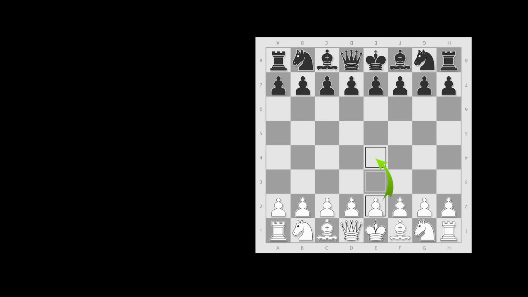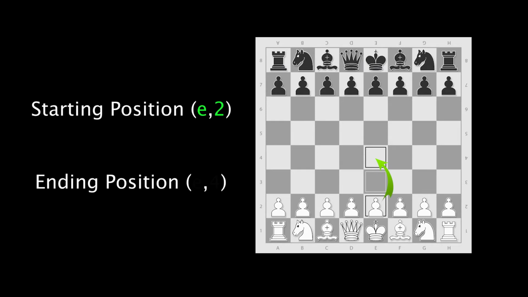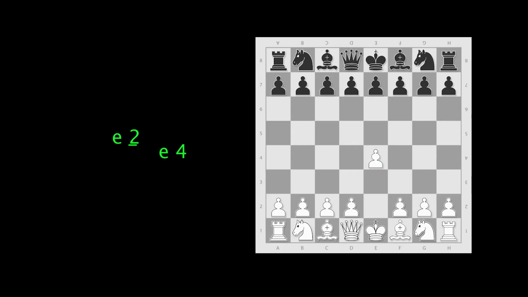So let's say we wanted to do that with the pawn on E2. Using the notation rules, we would identify the final destination as E4. And we would always use a dash to signify a move. So the correct way of expressing it would be E2-E4.